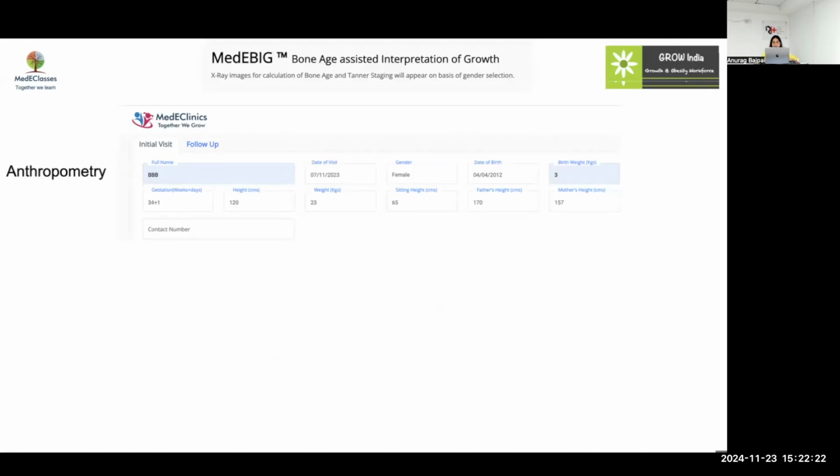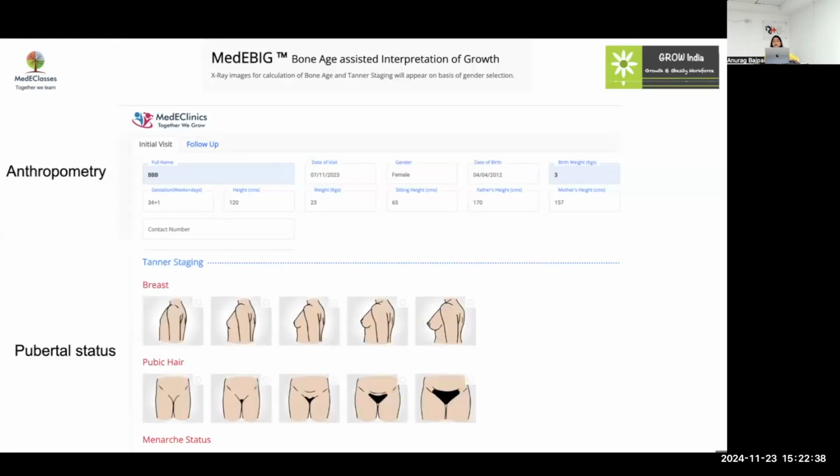This is a very user-friendly web tool. This is not a mobile application, this is a web tool. Here, we just have to enter the key anthropometric parameters like weight, height, parental height, date of birth, and the pubertal status, which is done by selecting a specific image, as you can see for the breast and pubic hair, and you also have to click for the menarche status.